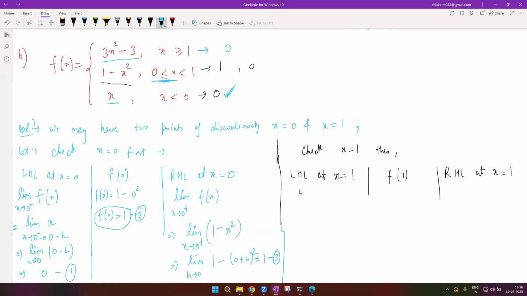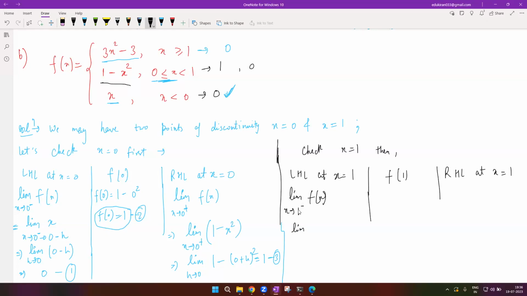Come again, LHL at x equals 1. So LHL at x equals 1 will be, okay, my bad. So this will be limit x tends to 1 negative f(x). Mahmudin, did you understand this part? Yes, sir. Then we'll be going on for x equals 1 and similar steps will be followed. So this will become limit x tends to 1 negative.